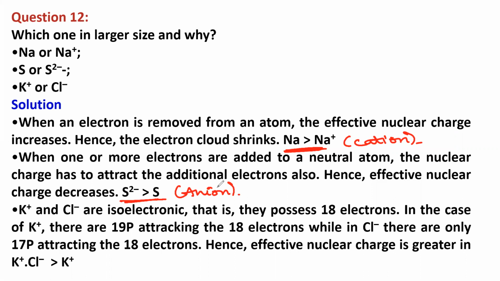Now between K+ and Cl-, it is very interesting. K+ and Cl- are isoelectronic.